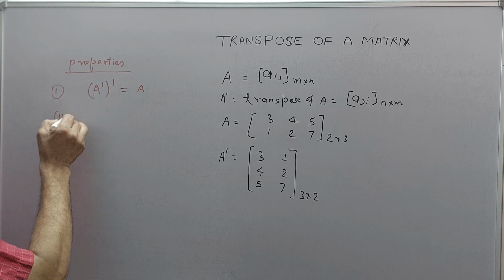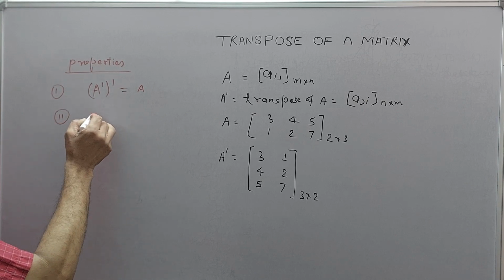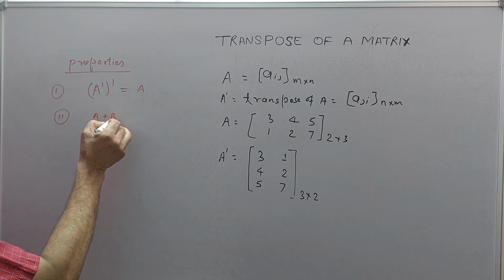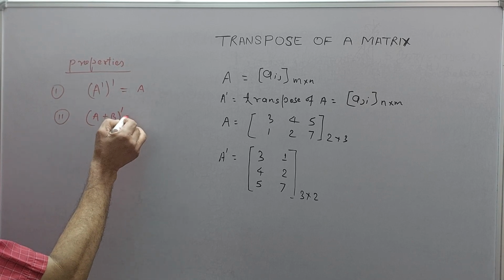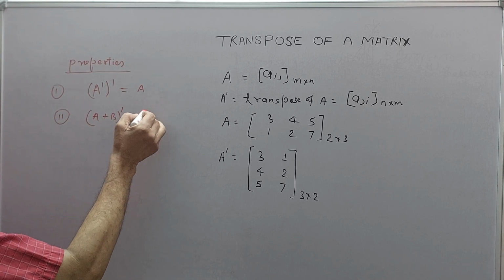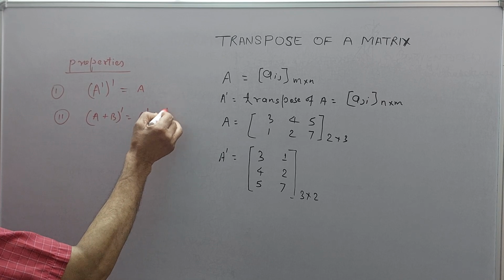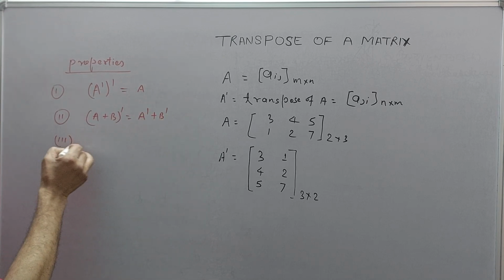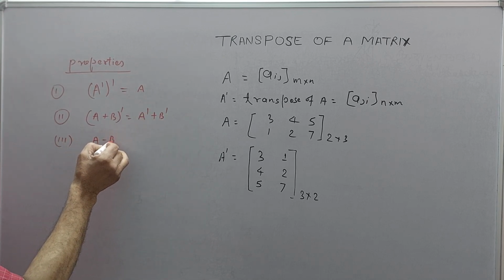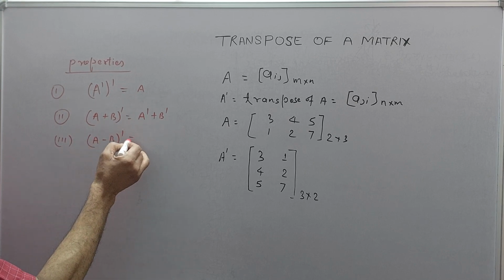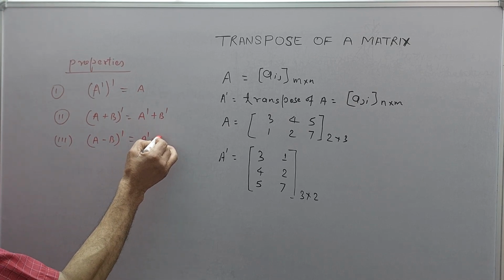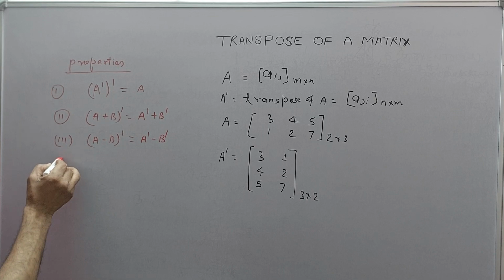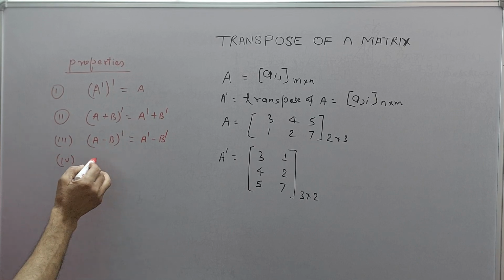The second one, transpose of addition. A plus B is the sum of two matrices, and its transpose is just the transpose of A plus the transpose of B. In the same way, the third one, if this is the difference of two matrices, the transpose will be A transpose minus B transpose.